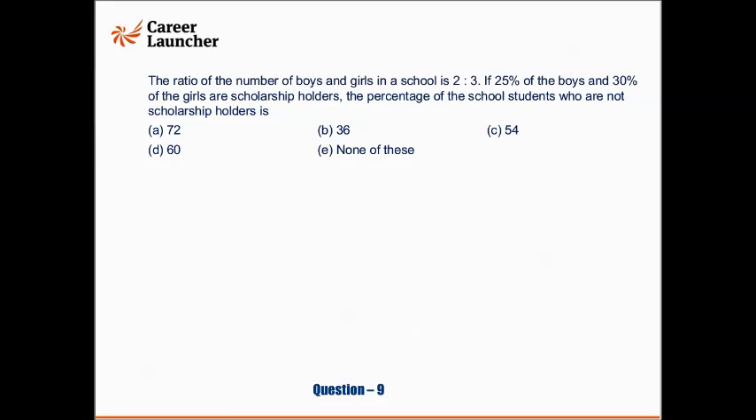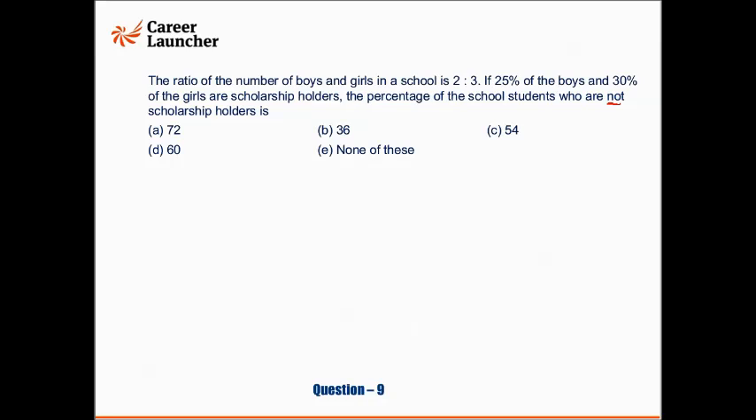See, next question. The ratio of the number of boys and girls in a school is 2:3. Correct? If 25% of the boys and 30% of the girls are scholarship holders, the percentage of the school students who are not scholarship holders is, you have to calculate the percentage of the school students who are not scholarship holders. See, students, 2:3 is given.